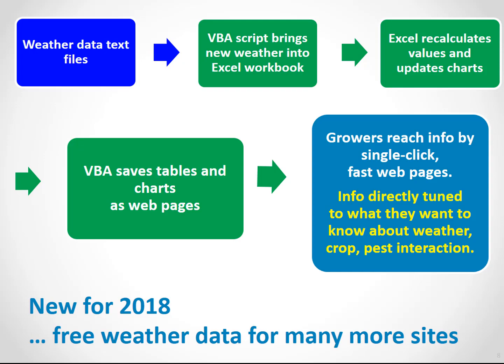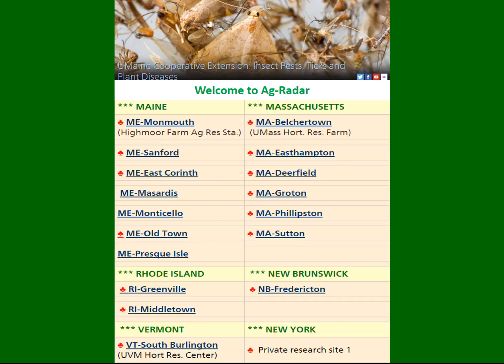Next slide, please. And just a few slides showing how it looks. We've got a website called Ag Radar. This is for apples, and these are just the sites we ran that year. I think that was 2 years ago. So if you want to find out what's going on at Monmouth, Maine, that's where our research station is, you click on that and you'll see, next slide.